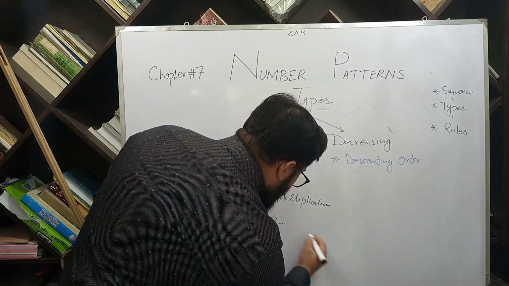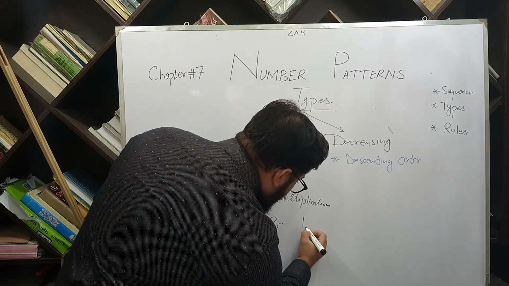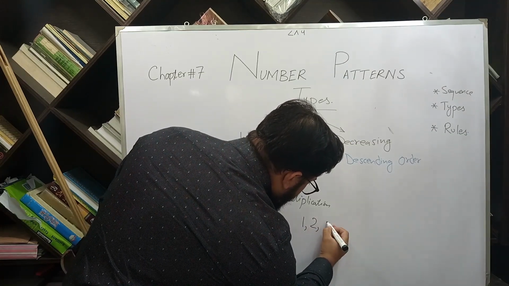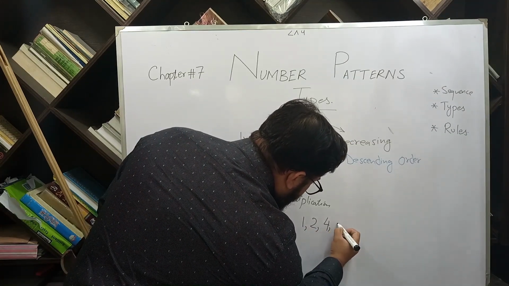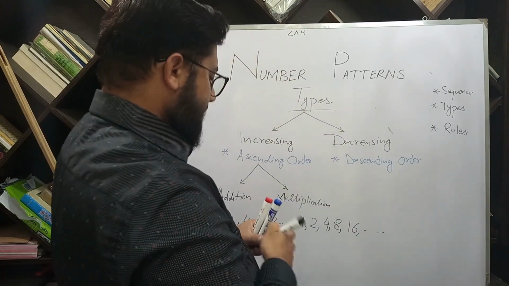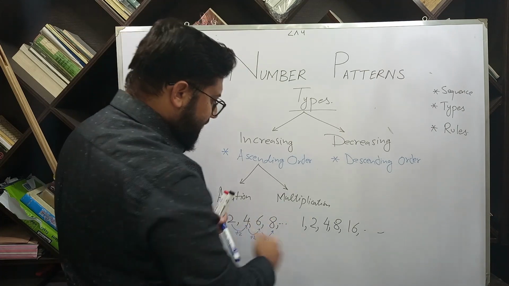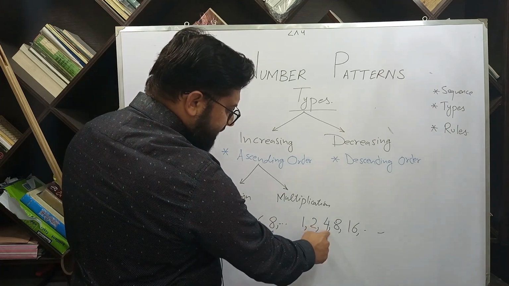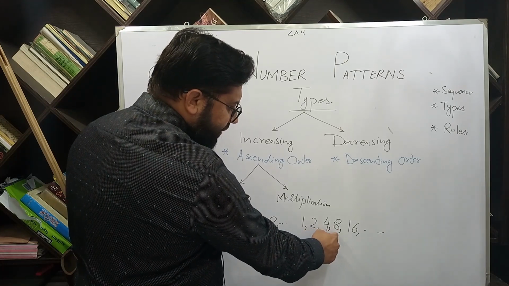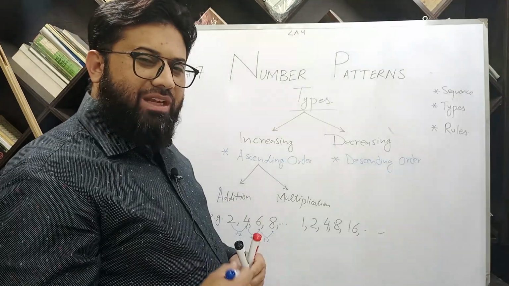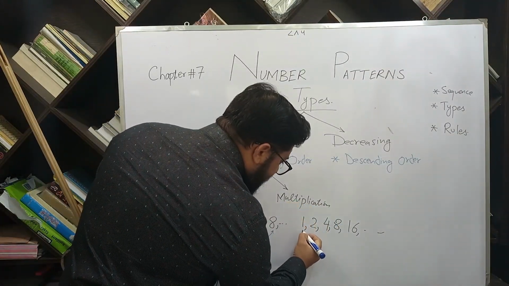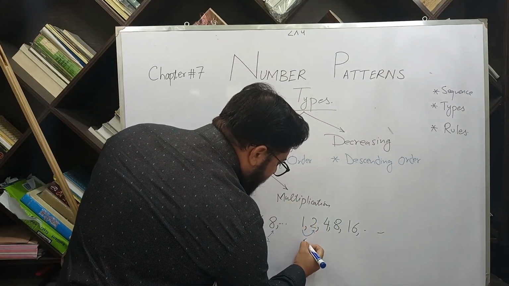For example, I have a sequence 1, then 2, 4, 8, 16 and onwards. Now you can see, first we have a difference of 1, then a difference of 2, then a difference of 4, then a difference of 8 and onwards. It means the difference is changing every time. So I have to check whether multiplication would be the background.